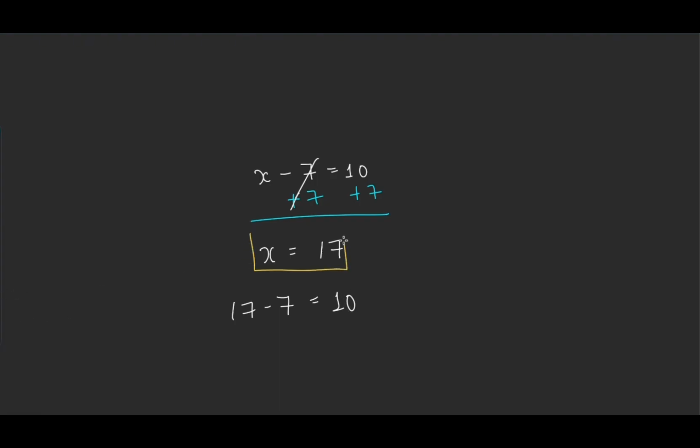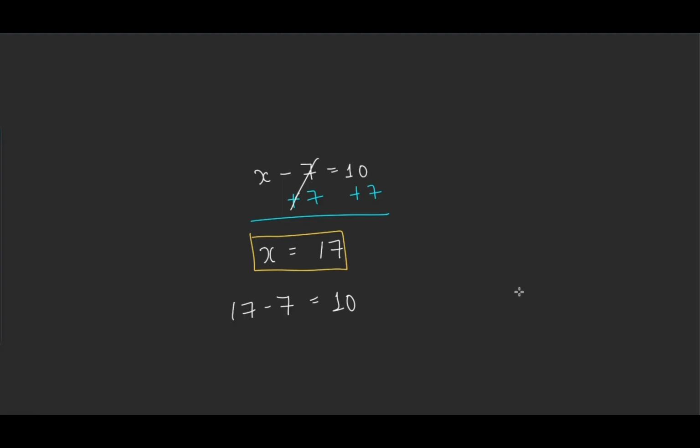Now let's look at subtraction. x minus 7 equals 10. This time 7 is being subtracted from x. To cancel out 7, we need to add 7 to both sides. On the left side, minus 7 and plus 7 cancel each other, so we are left with x. On the right side, 10 plus 7 is 17. So we get x equals 17. Let's check. 17 minus 7 equals 10, which is correct. So x equals 17.